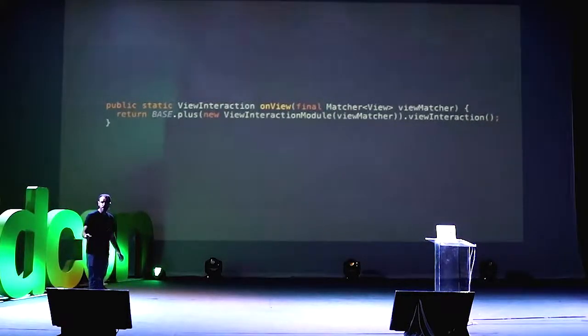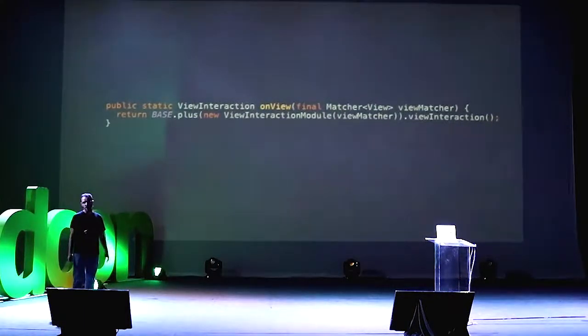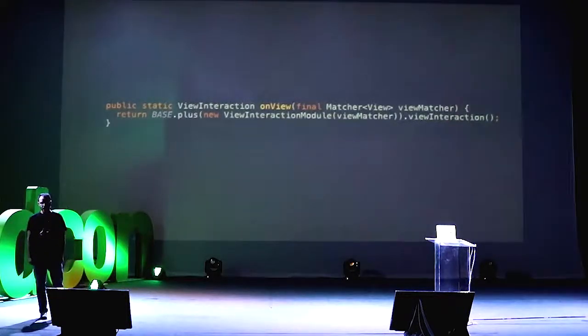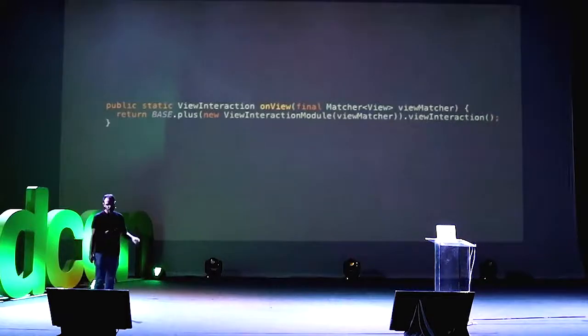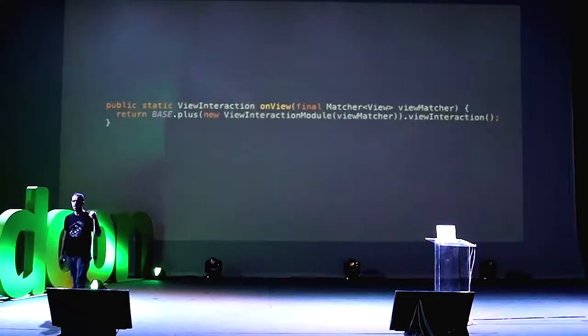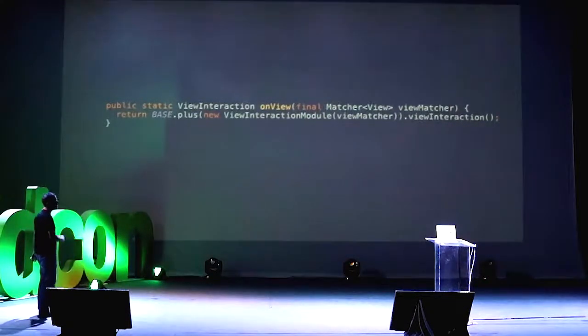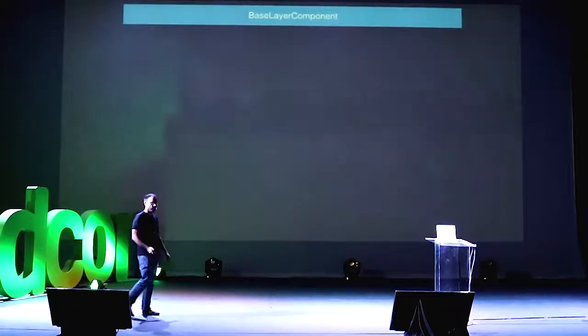Okay, a view interaction is the very basic interaction of Espresso. When you are doing unit tests, you know that you are using a view. But this is the real implementation, and Espresso uses this entry point to use the view. Look that we are using a view interaction model, whatever. But the important thing here is the base. What is this base? So this base is a base layer component.